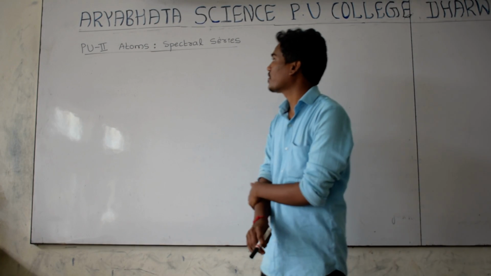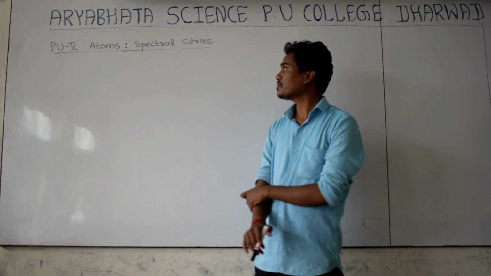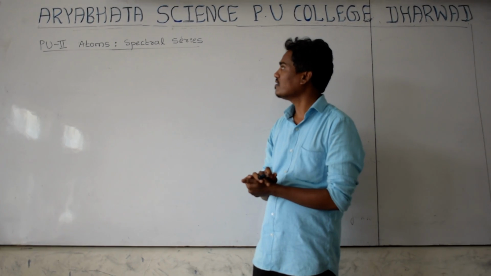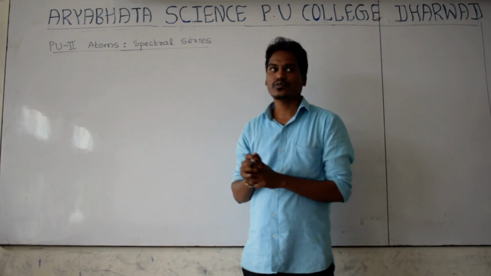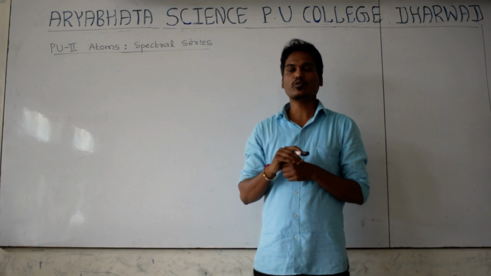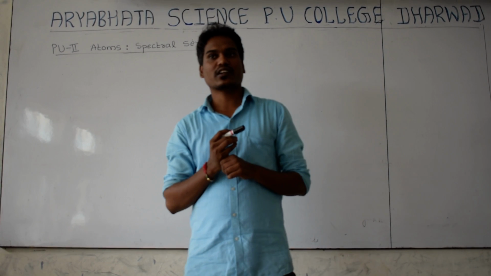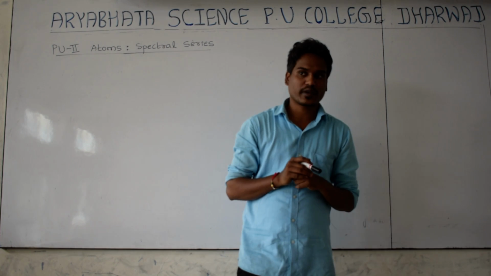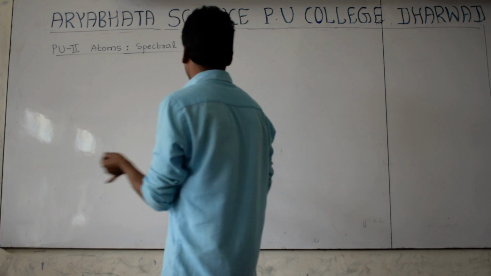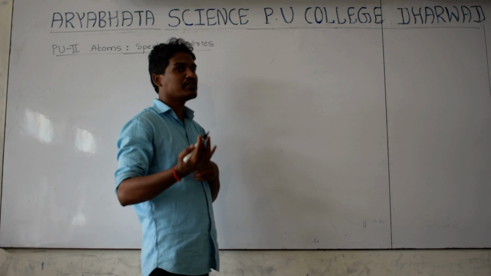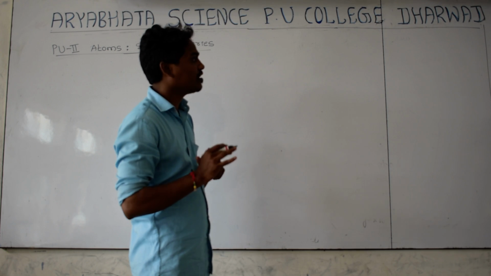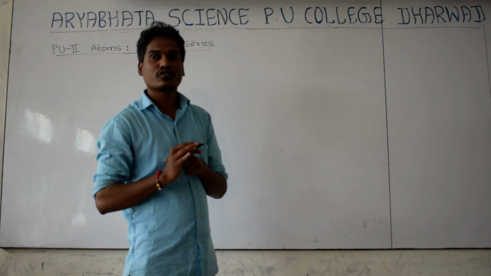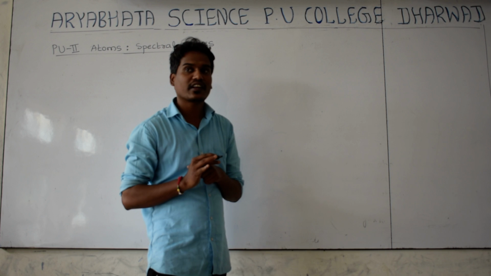Good morning students. Today we discuss the concept that is spectral series. As you know very well regarding the spectral lines, in yesterday's class we discussed the types of atomic spectra. One is the emission spectra, another is the absorption spectra. Whether it is an emission spectrum or an absorption spectrum, the spectrum is produced by the transition of the electrons taking place within an atom.